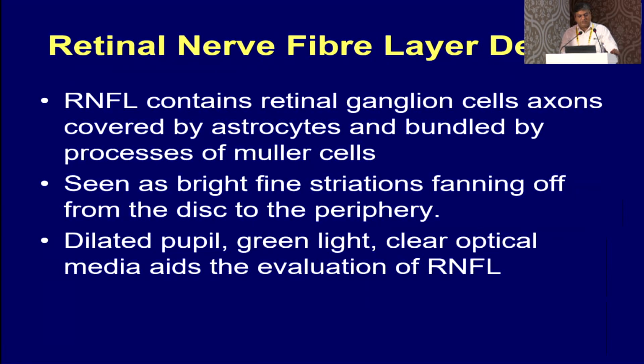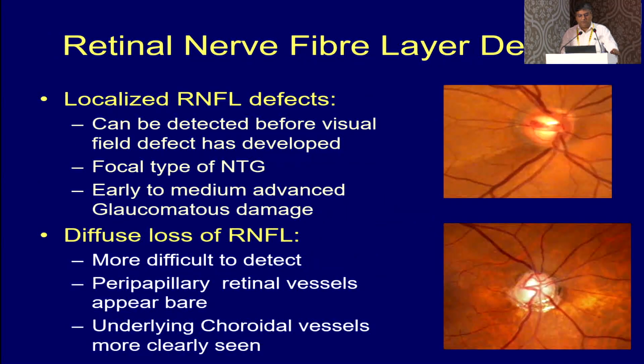So next comes the status of the retinal nerve fiber layer. The retinal nerve fiber layer contains the retinal ganglion cell axons covered by astrocytes and bundled by processes of Muller cells. Retinal nerve fiber layer defects are seen as bright fine striations fanning from the optic disc to the periphery. They are more easily visible with a dilated pupil and green light with clear optical media. There can be localized defects or diffuse loss of RNFL.